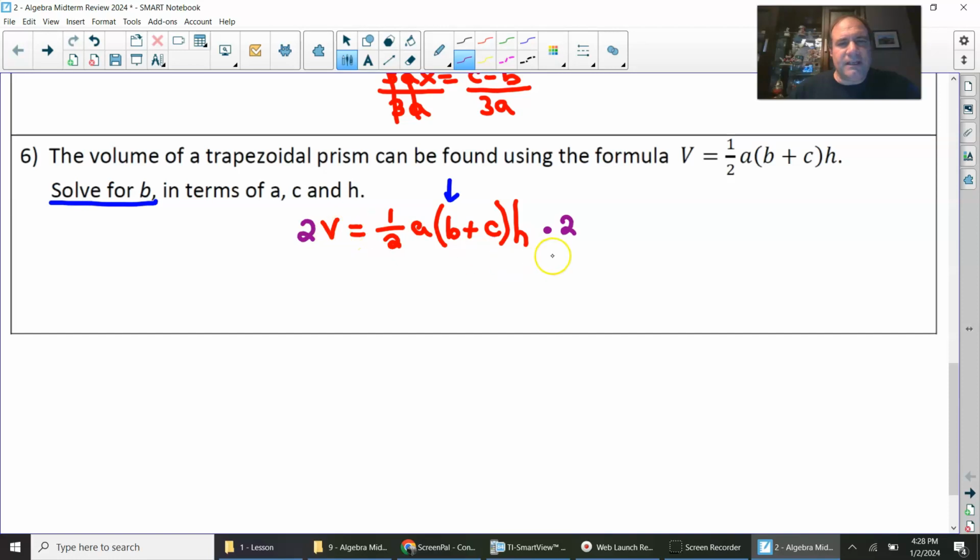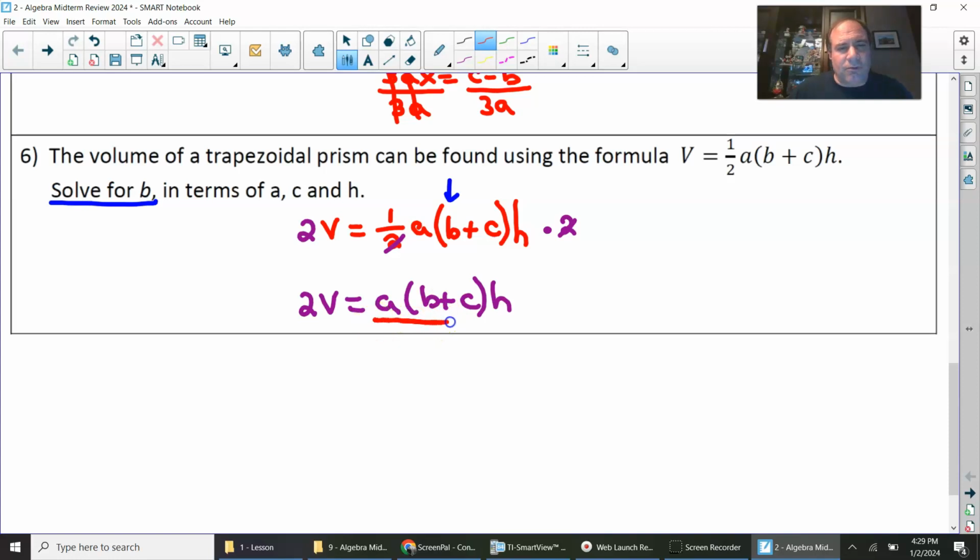I can put 2v, and see this 2 cancels with this 2. So I'm just going to rewrite 2v equals a times b plus c and then h. You see how the fraction's gone now? That's what you wanted. So now I want the a and the h to be gone, just to get to the b and the c, the b plus c.